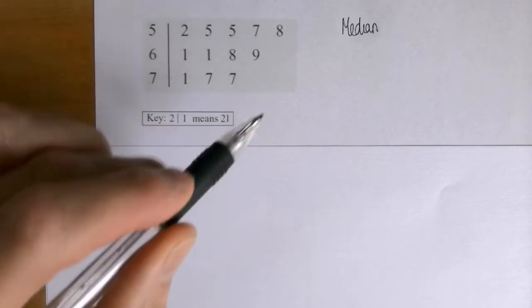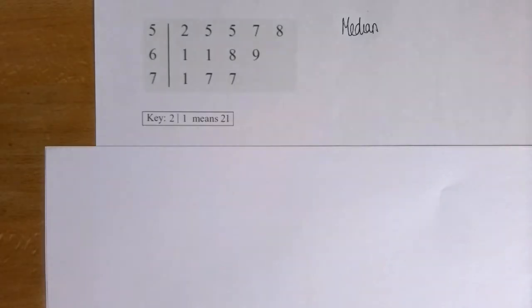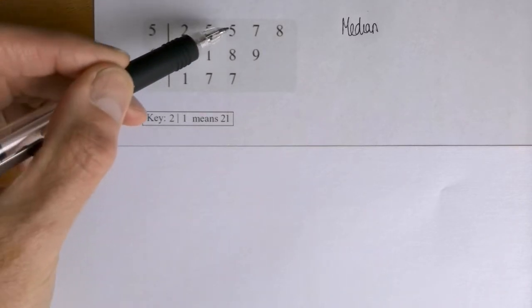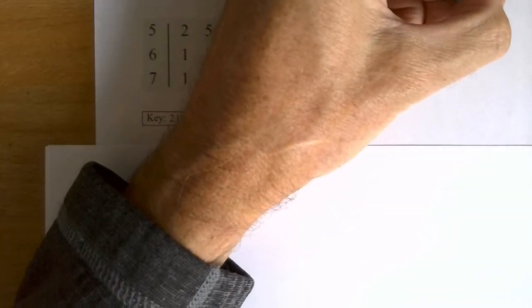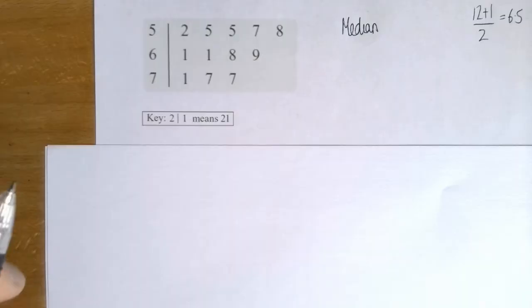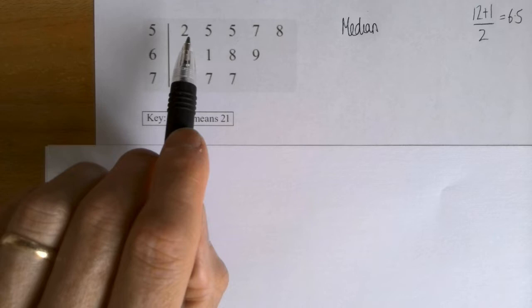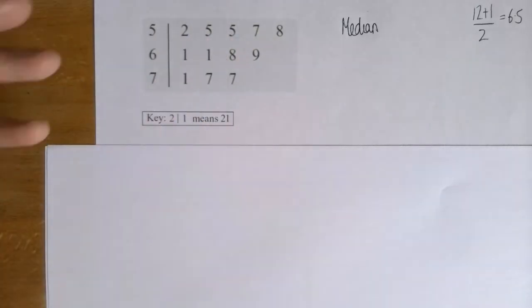So with a set of data like this, if I want to find the median, my first question is, where's the median? So 1, 2, 3, 4, 5, 6, 7, 8, 9, 10, 11, 12 values. 12 plus 1 divided by 2, that's 6.5, isn't it? So that tells me I'm looking between the 6th and the 7th value. 1, 2, 3, 4, 5, 6, 7.